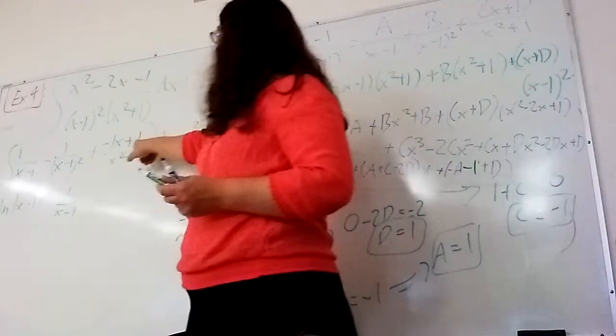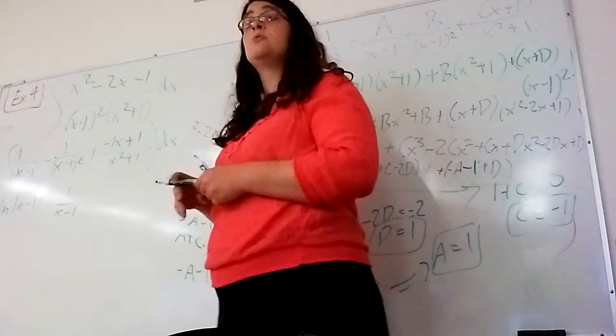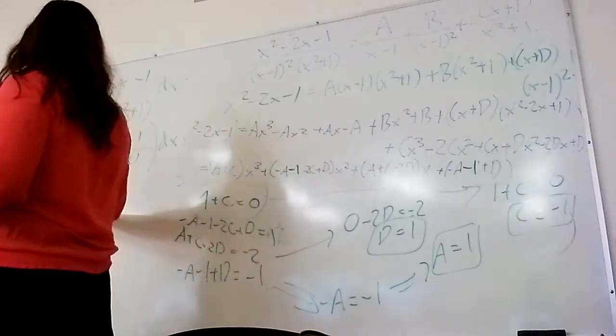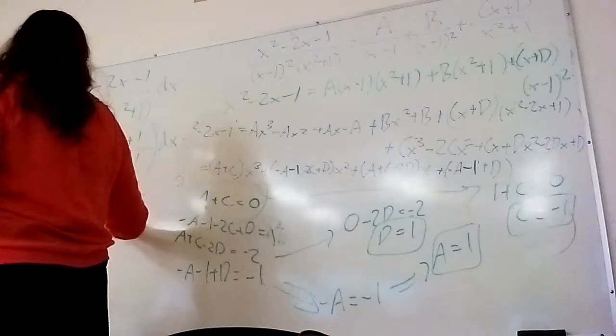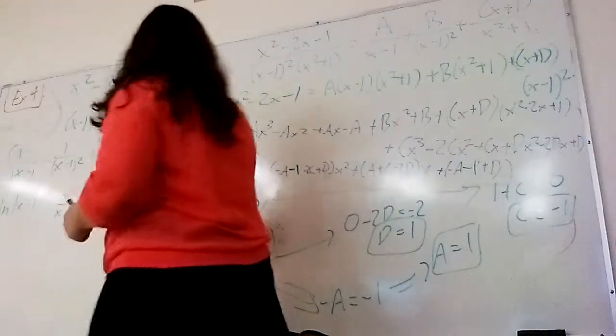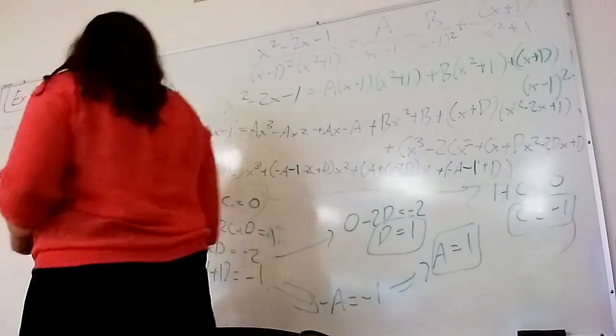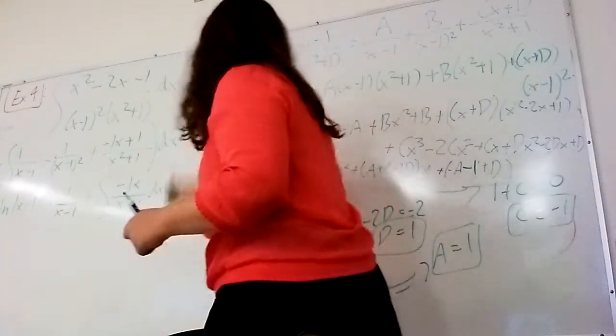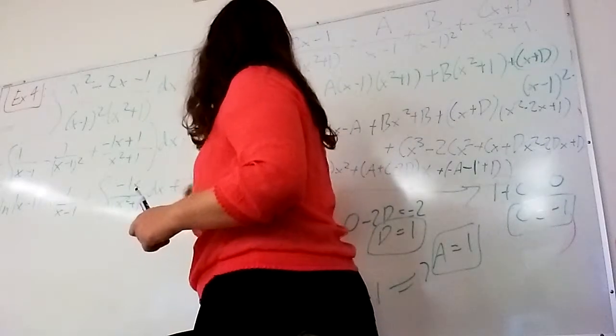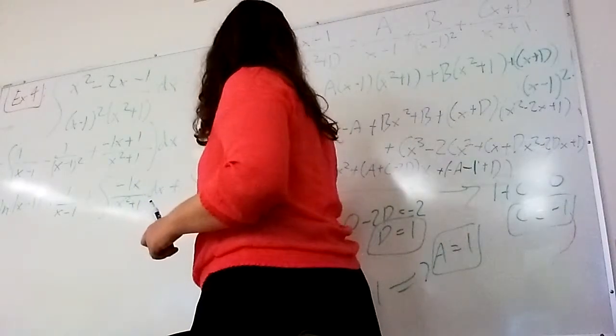Here I have something x plus something over x squared plus 1. And I'm going to have to write it as one integral, which will be negative 1x over x squared plus 1. And another integral, which is going to be 1 over x squared plus 1.